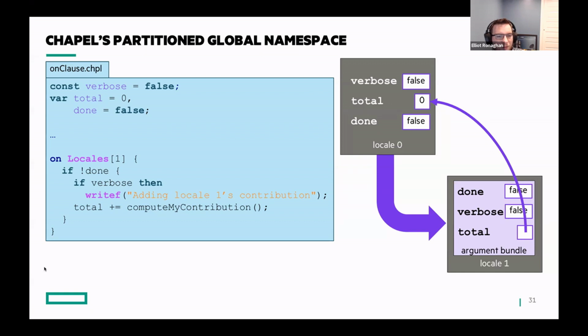But we know that total is changed in this loop, so we can't make a copy of total. We actually have to modify the original one. So here we'll do something like an RDMA get to acquire it, add our local value, and then an RDMA put to store the value back to locale 0.